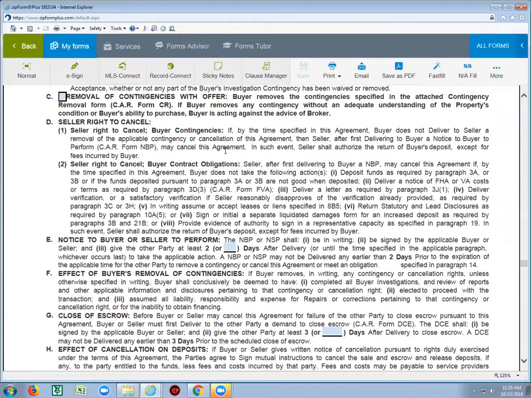Deliver a letter required by paragraph 3J1. What letter? A pre-qualified letter. So that's why we deliver the pre-qualified letter, and also deliver satisfactory verification if the seller reasonably disapproves of the verification already provided, as required by paragraph 3C and H. So that's why we submit the proof of funds. We submit a pre-qualified letter.